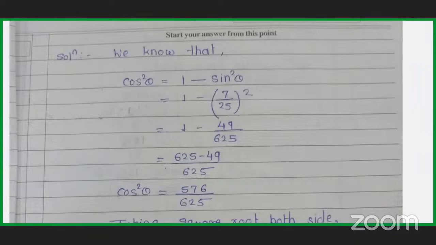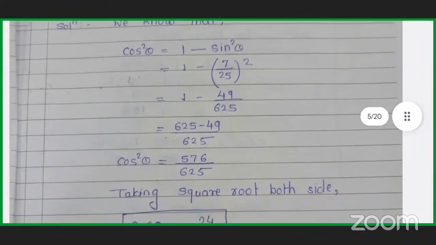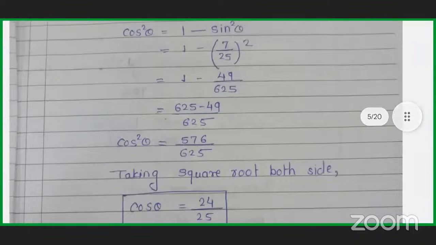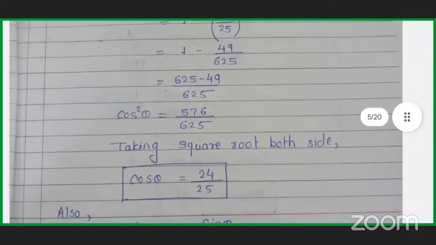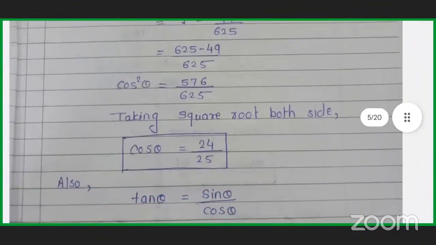So what is the square of 7 upon 25? That is 49 upon 625. So same the denominator, that is 625 minus 49 upon 625. So here we write 576 upon 625. So cos theta is equal to, taking square root both sides, 24 upon 25.